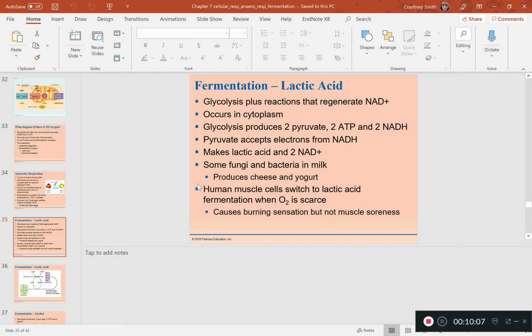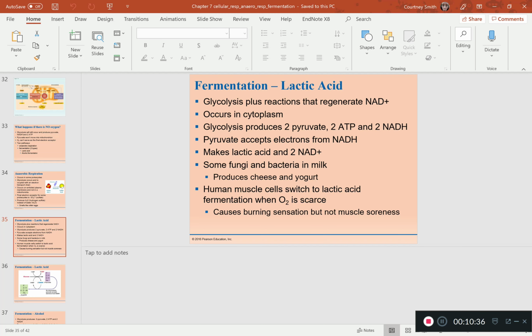Some fungi and bacteria can do this. Also, we do ferment a little bit. We're not very good at it. We prefer not to ferment, but this is where you have the pain sensation inside your muscles, and that is because lactic acid is building up inside your muscle cells, whereas if you had a lot of oxygen present, you wouldn't have it.